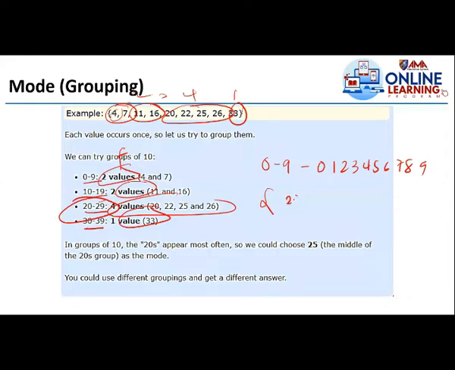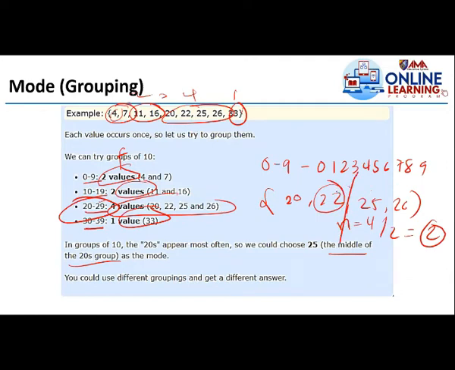But in this data set, the four values that fall in 20 to 29 are 20, 22, 25, and 26. So n is 4, right? You divide that by 2, that is 2, to get the middle of the 20s group. So it is not 22. You split it there, and the first value to the right of the split is the middle. That is the mode. So that is 25. Okay?